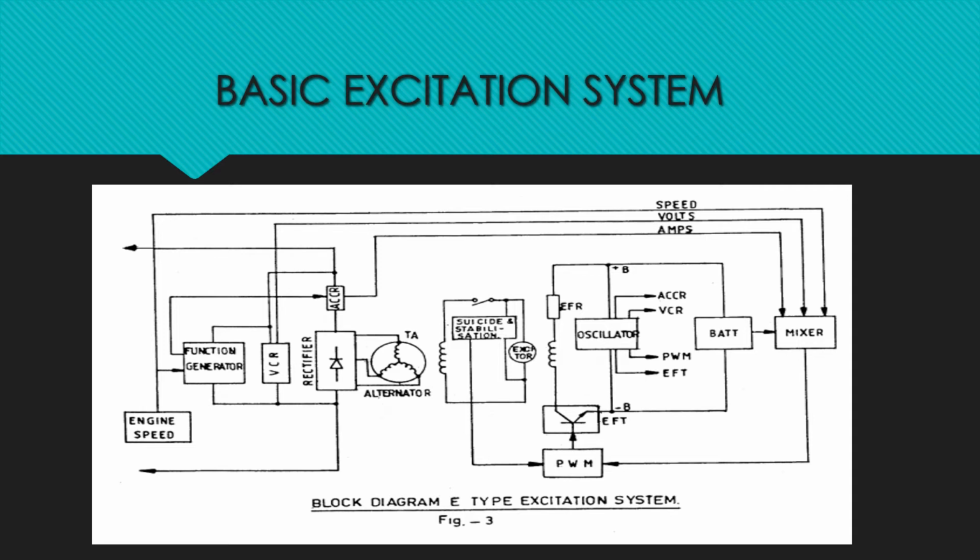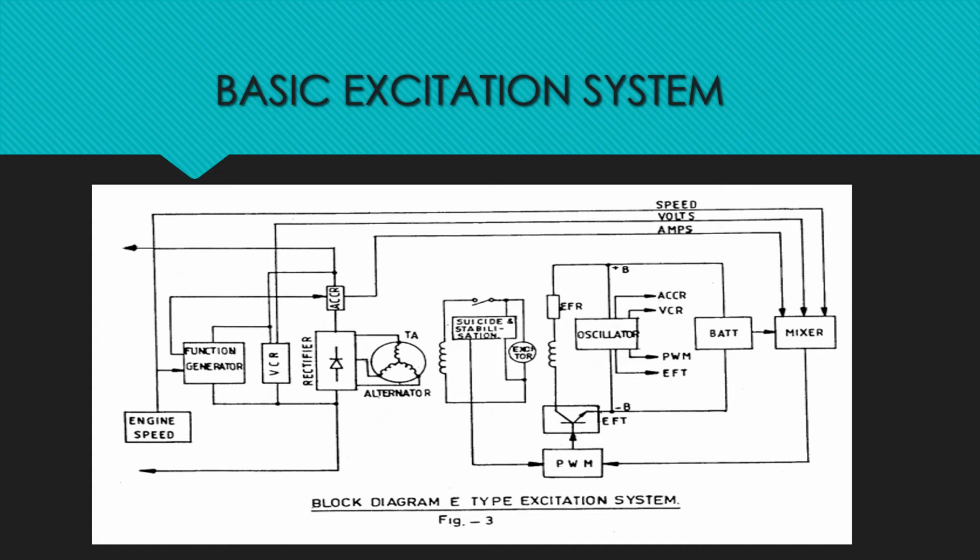The exciter shunt field is fed from the locomotive battery through a network of resistors and the exciter field transistor, or EFT. The transistor EFT functions as a switch and it is turned on and off 800 times per second by pulses generated by the oscillator.